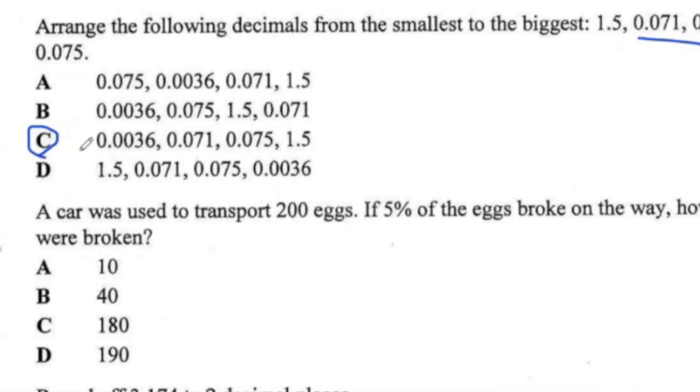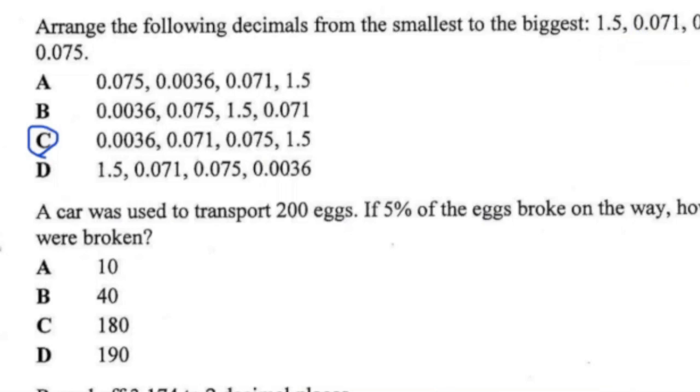Okay, this is the smallest, then followed by this one, then followed by this one. This is the biggest. So the correct answer is C. If you want an explanation on why this one is bigger than this, if we put this number down, this one down, we say 0.075. So this number is bigger than this number, because even the place values of these are just the same.